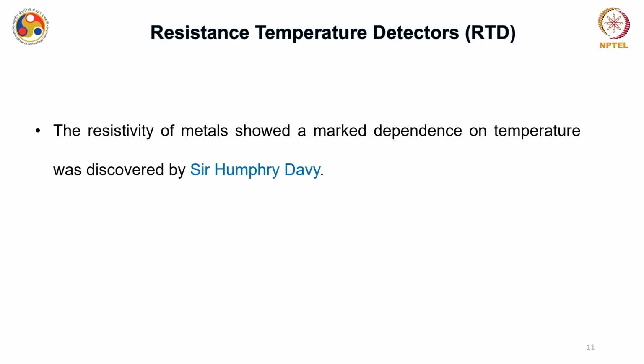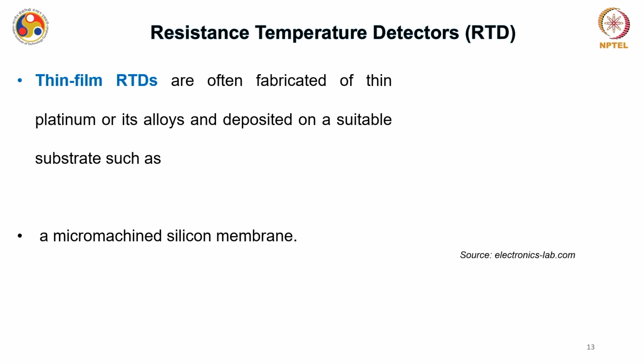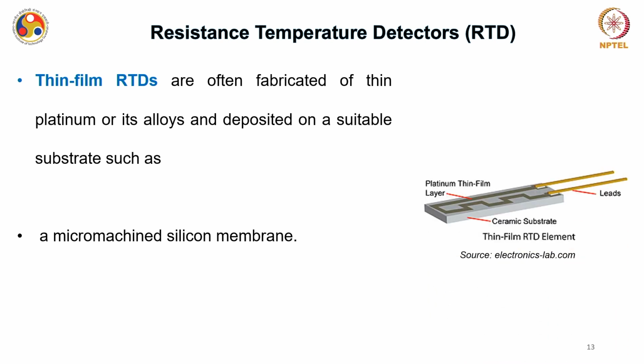But only the change in the resistivity of metals was discovered, and it was not being used until Sir William Siemens started using platinum for resistance thermometers. His choice actually proved to be most suitable, and till now we use platinum for high accuracy resistance measurements across the industries. Okay. So as I have mentioned, these RTDs are available in both kinds. You have thin film RTDs and you have wire based RTDs.